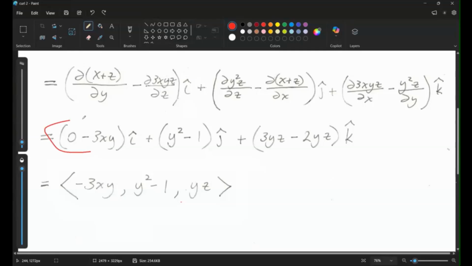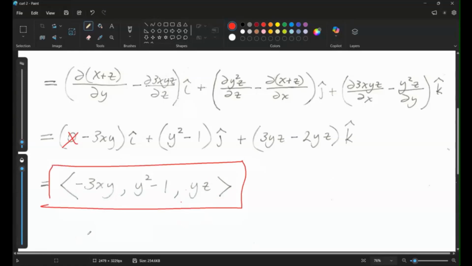Now this basically is the vector, but we need to clean it up. I also wrote it in a different way, and I prefer this method for a final answer. Here we just dump the 0, and we put 3yz minus 2yz as a single yz. And there is our curl vector.